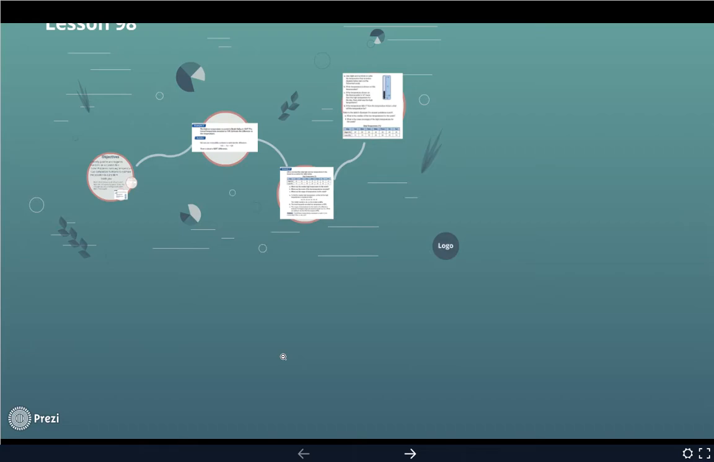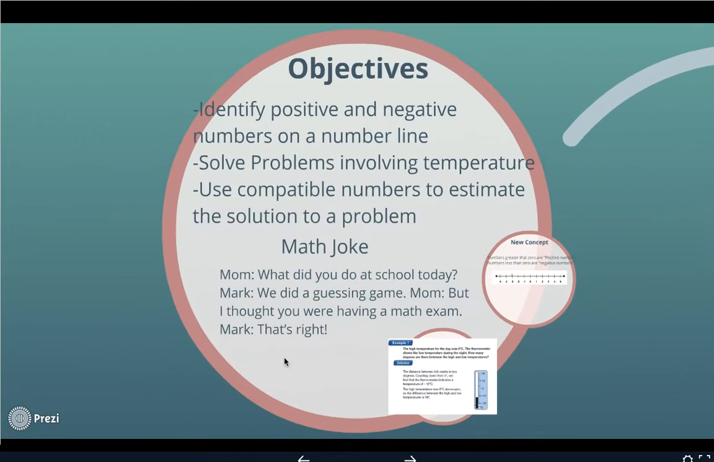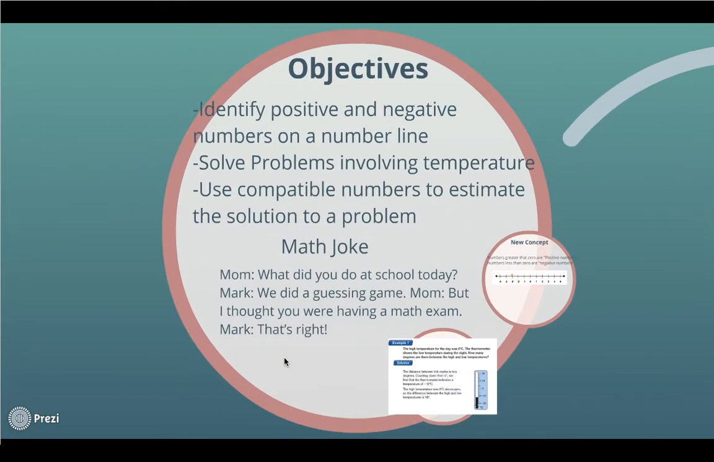We're on lesson 98, and we're going to be talking about reading thermometers. Anyway, we're going to identify positive and negative numbers on a number line. We're going to solve problems involving temperature, and we're going to use compatible numbers to estimate the solution to a problem. But first, let's go look at our math joke.